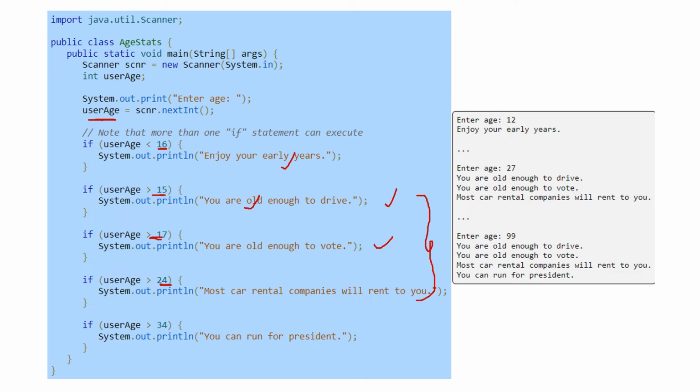Let us look at this example. The age given is 27. 27 is greater than 24, so all three statements will be printed. This, and this.